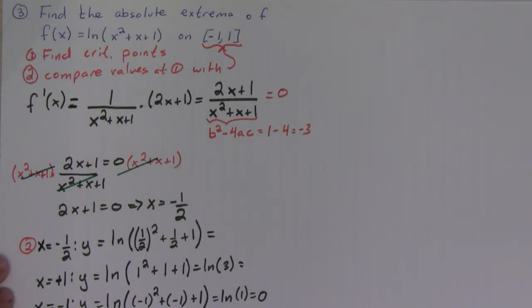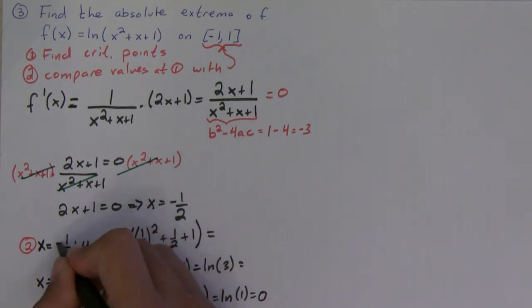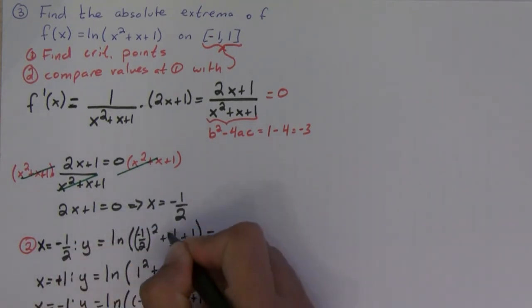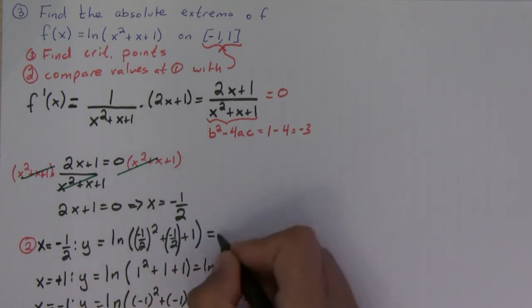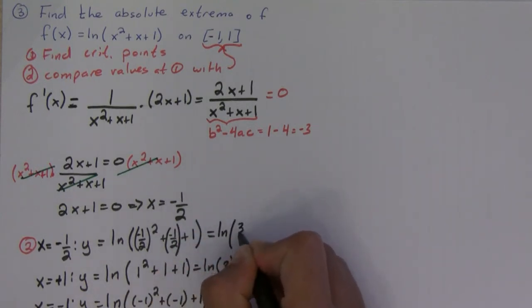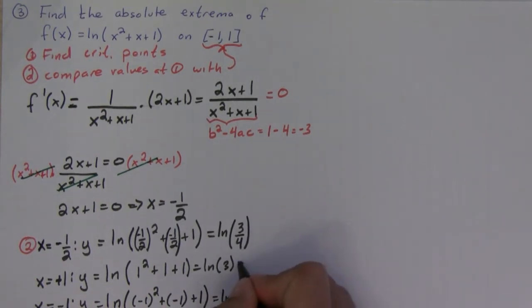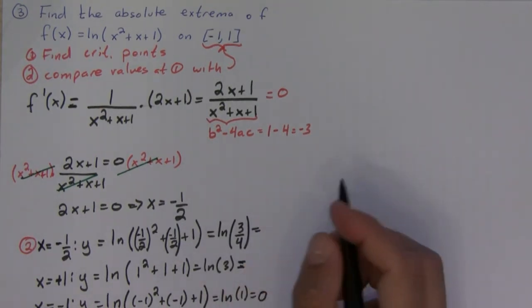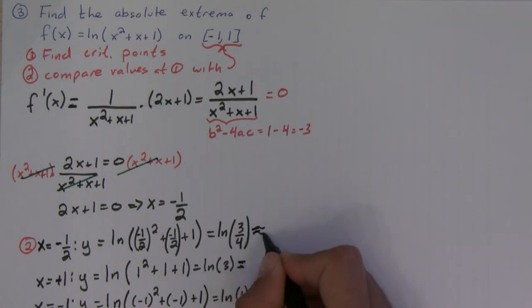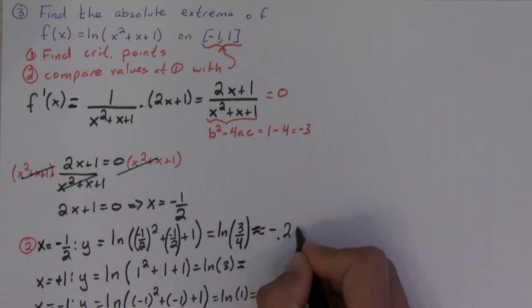Okay. And so if I approximate these, what I'm going to get is... Okay, I just realized that I made a little sign mistake here. I forgot to put in the negative here. This is supposed to be negative. So this is going to be natural log of 3/4. Sorry about that. And if we approximate it with the calculator, it's going to be negative 0.29.